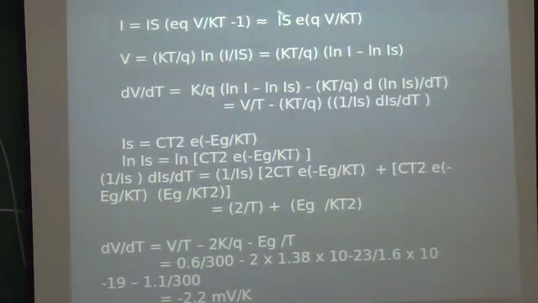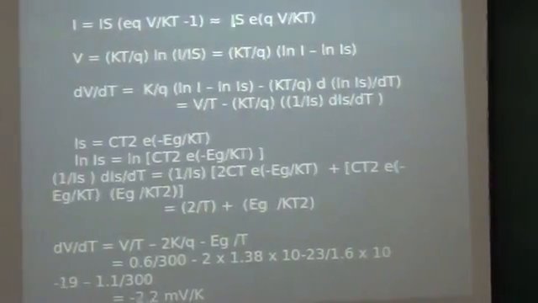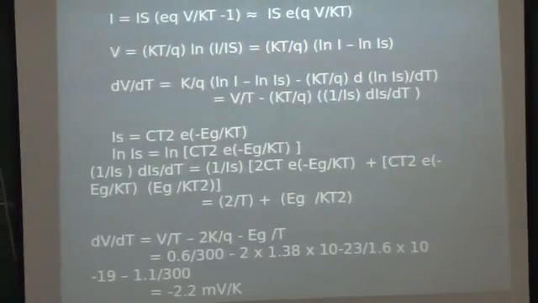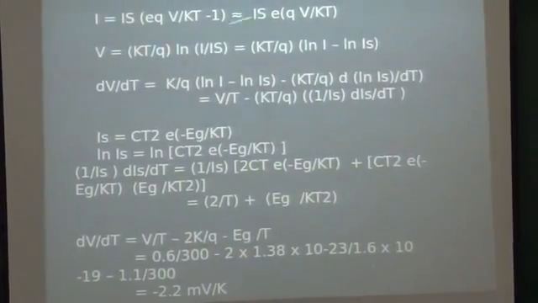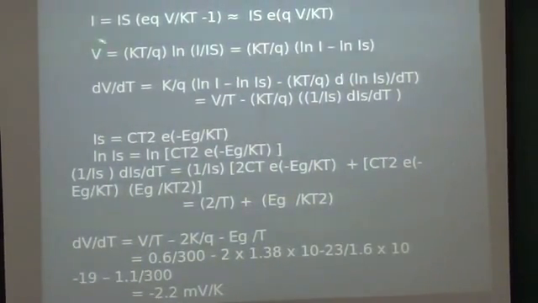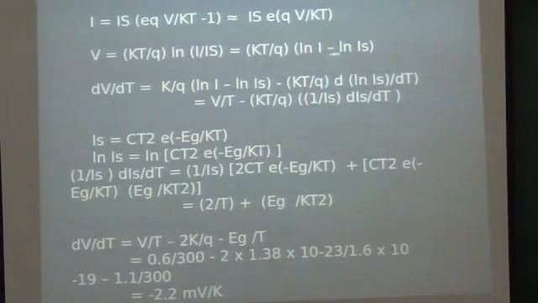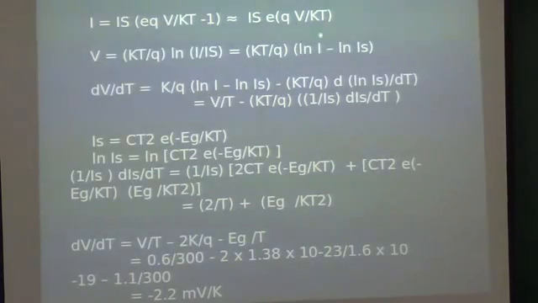We can approximate this, since this 1 is much smaller than this exponential term. So we can write it like this. IS here is the saturation current. So from this equation we can write down the voltage V to be equal to kT over q ln of I over IS. In our forward bias junction we are fixing the current I, so we differentiate this equation.